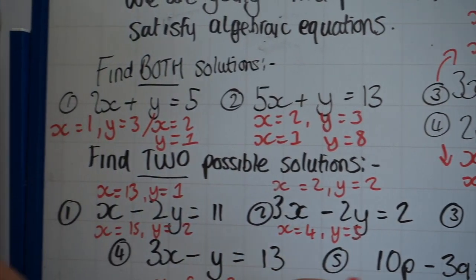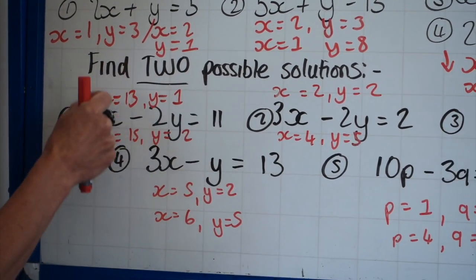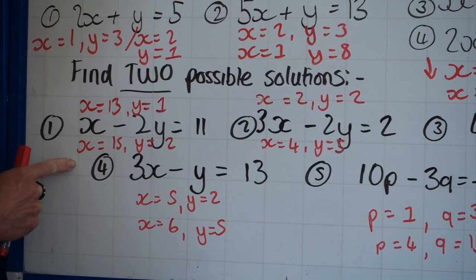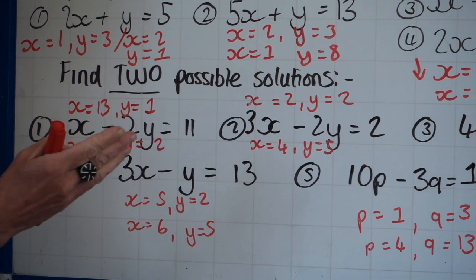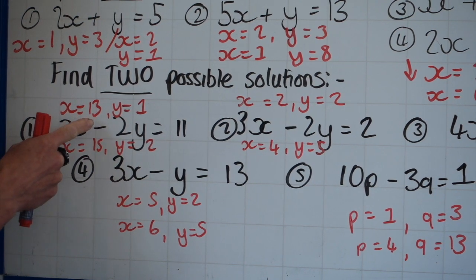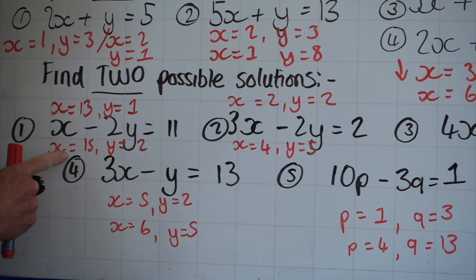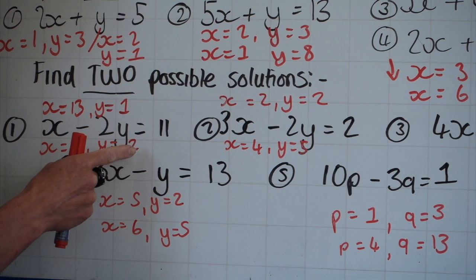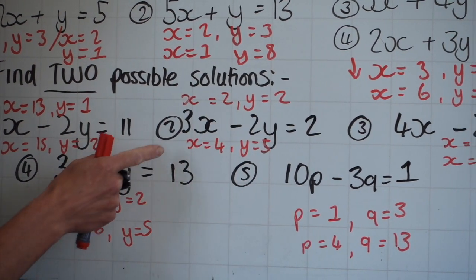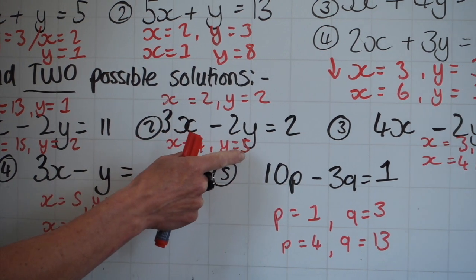So back down to these bottom ones where there are more possible solutions than the ones I'm going to give you, but I'm going to give you these anyway because these are the most obvious. Of course there are more solutions, but these are the most obvious, okay? X equals 13, y equals 1. X equals 15, y equals 2. Number 2, x equals 2, y equals 2. X equals 4, y equals 5.